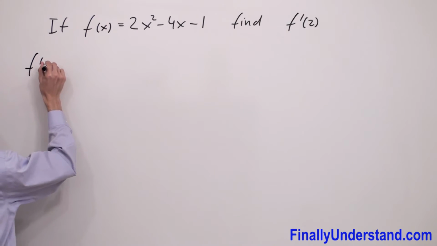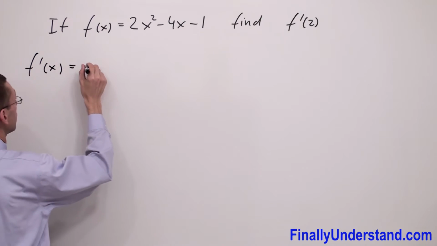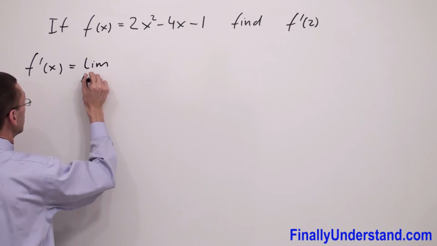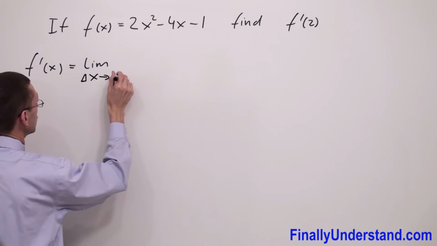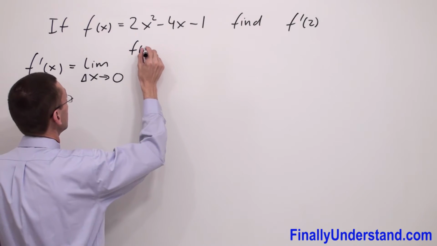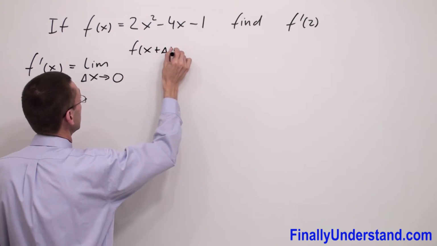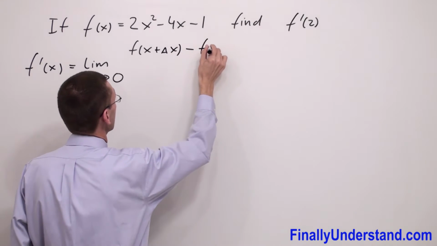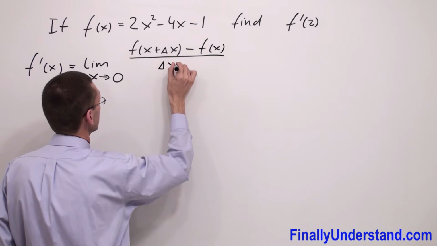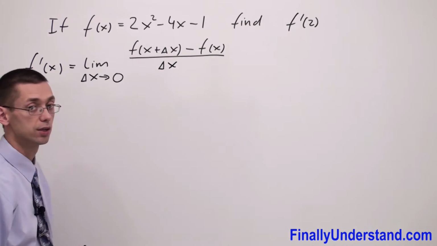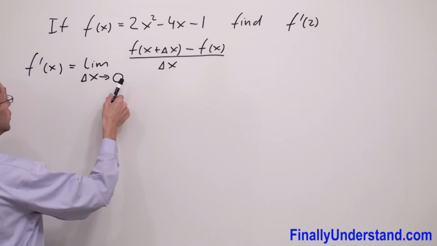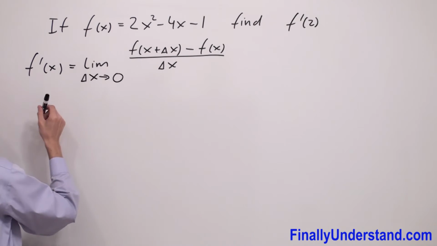So f prime of x is equal to the limit with delta x approaching 0 of f of x plus delta x minus f of x over delta x. Okay, so this is the definition of the derivative. So I have to use the definition to find the derivative of the given function. So what am I supposed to do?